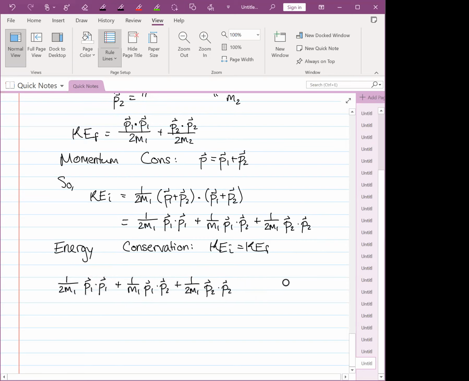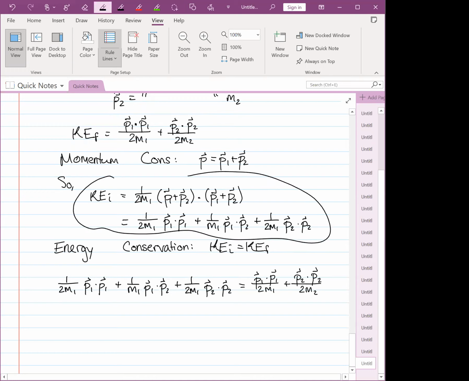This should be equal to p1 dot p1 over 2m1 plus p2 dot p2 over 2m2. So all I've done is I've expanded out the initial kinetic energy by using momentum conservation, plugging that in there, and then setting initial kinetic to final kinetic energy. I know you missed numbers. Sorry. Welcome to university.